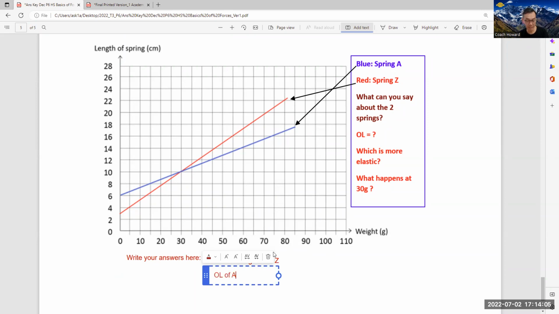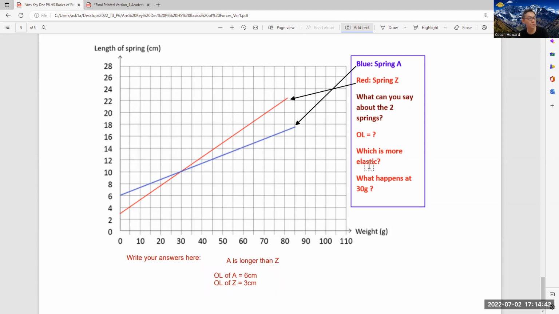OL of A. The reason I ask you original length is I'm training you how to interpret the graphs. So when you see such a graph, do not be scared, especially for girls, because I know some girls see this type of graph and get scared. So now I'm teaching you. So you see original length of A, right? Spring A is this line. Can you see 6 centimeter? So you just put 6 cm. So OL of Z is, okay, Z is this one, the red line, is 3. Can you see between 2 and 4 is 3?